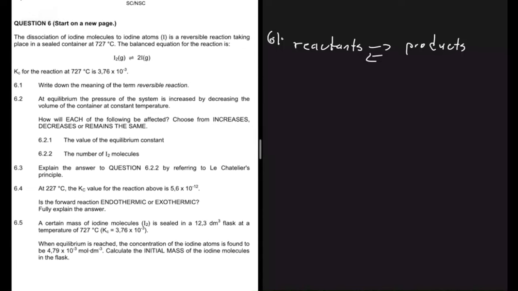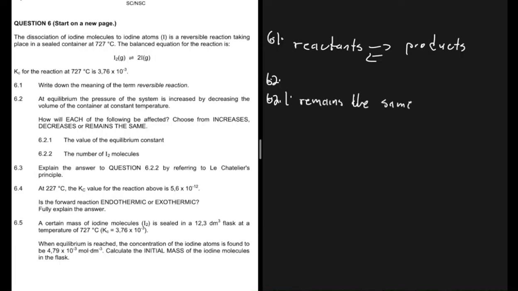And then 6.2 says, at equilibrium, the pressure of the system is increased by decreasing the volume of the container at constant temperature. How will each of the following be affected? Choose from increases, decreases, or remains the same. So 6.2.1, the value of the equilibrium constant. We know fully well that the only thing that can change the value of the equilibrium constant is the temperature and nothing else. So we will easily say remains the same.